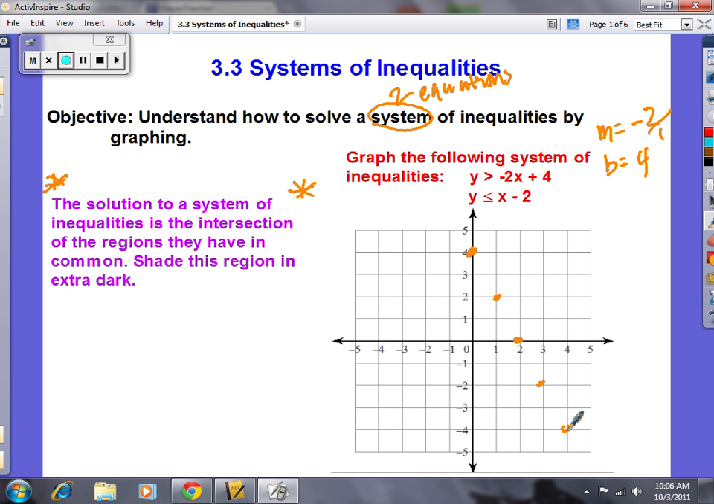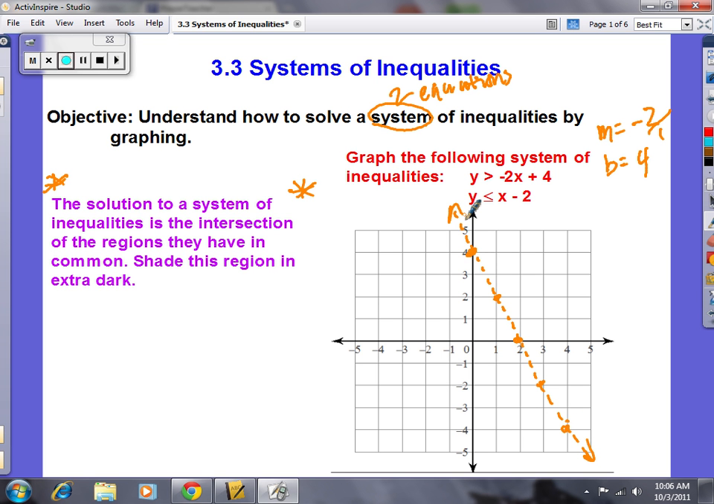Okay, because it's an inequality, we're going to connect them with a solid line or a dotted line. Dotted. This one's going to be dotted because it's greater than. It's not inclusive. So let's draw a greater than right there. Let's draw dotted.